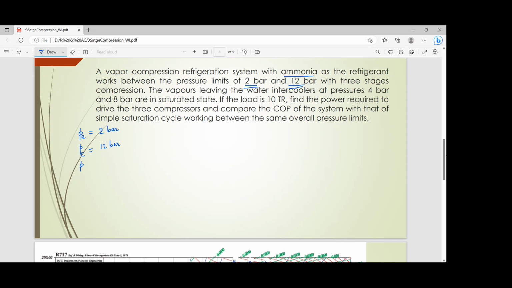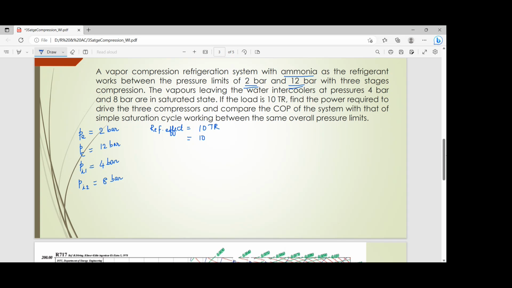Okay, so you have at the end of the low pressure compressor, that is going to be your 4 bar. So let's say PI1, that is 4 bar. And then you have the intermediate compressor where your pressure is raised to 8 bar. Okay, and they have said the refrigeration effect. The refrigeration effect is given as 10 ton of refrigeration.